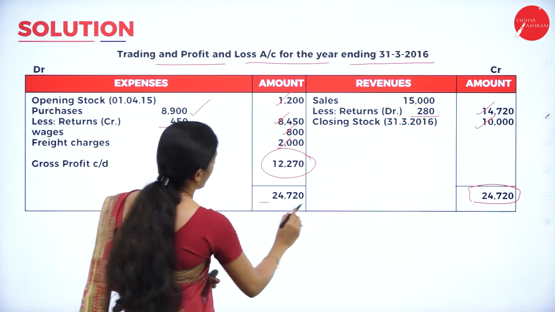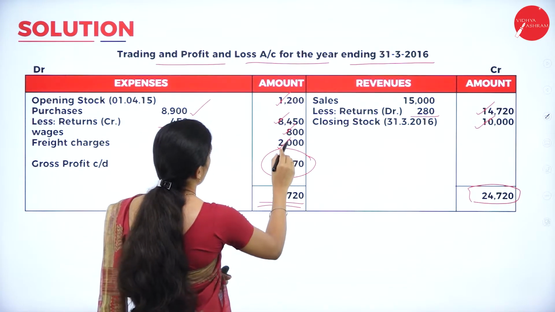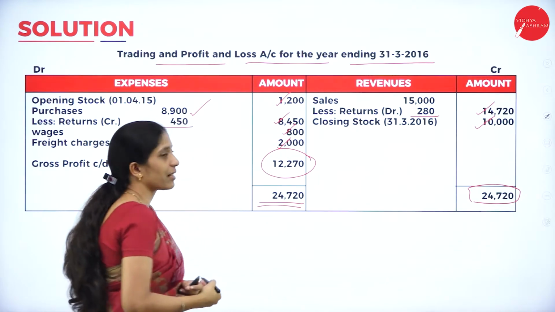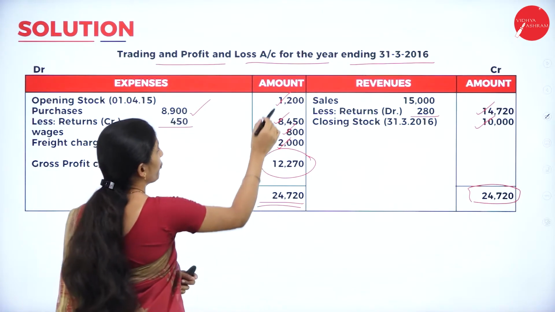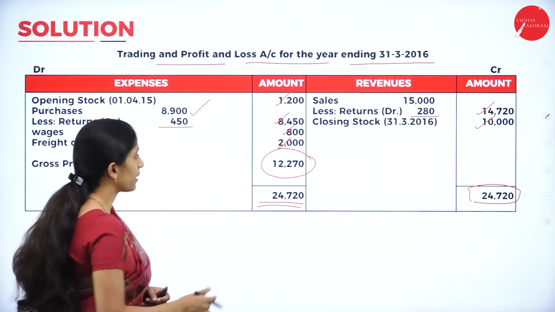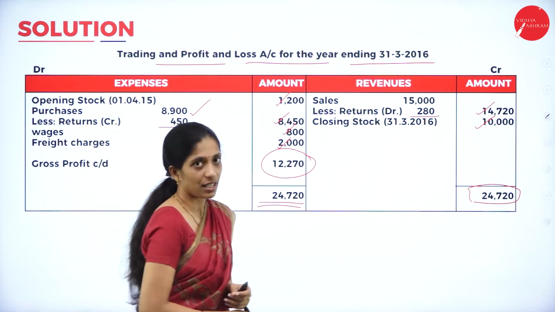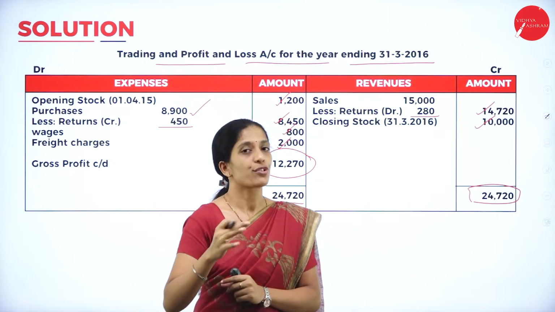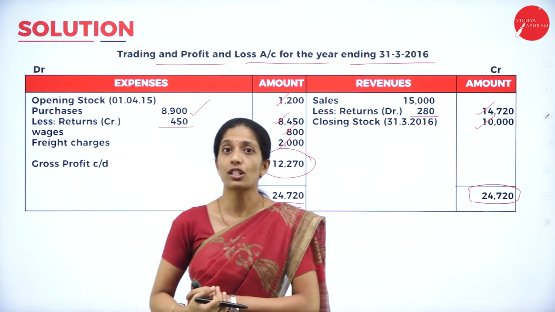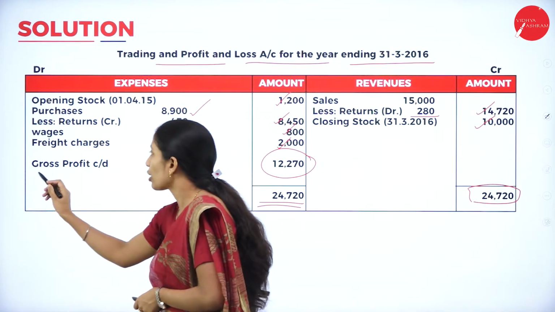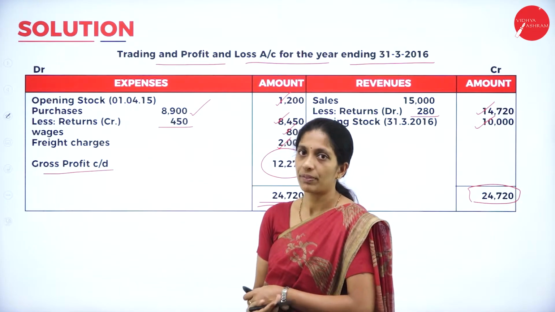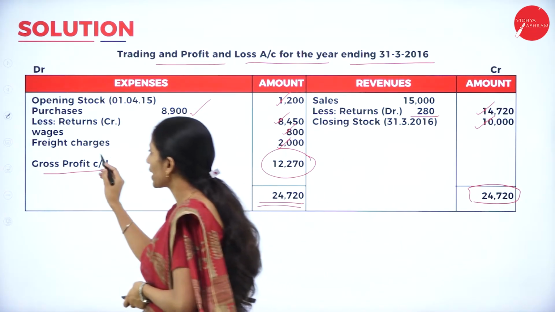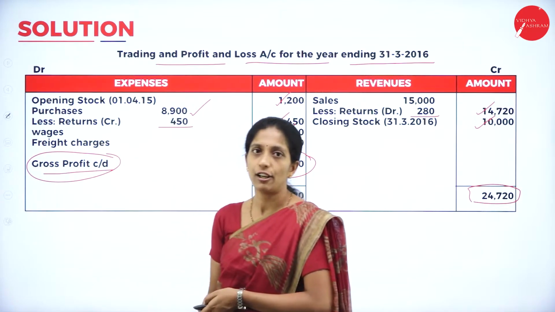12,270. So, how do we get? 24,720 minus 2,000 minus 800 minus 8,450 minus 1,200. So, this will be the balancing figure. Now what it is, your credit side is more than debit side. So what does it mean? It is gross profit. So write gross profit carried down. So this gross profit has to be carried down to profit and loss account.